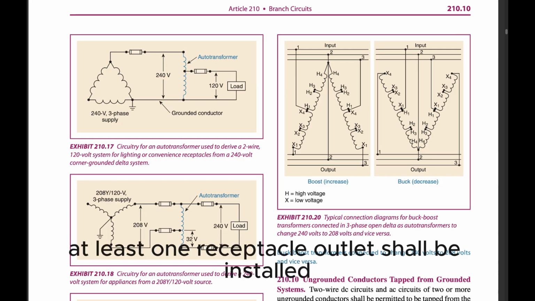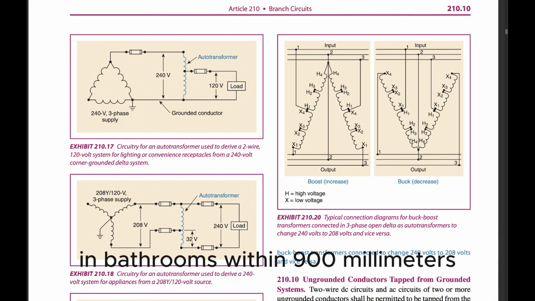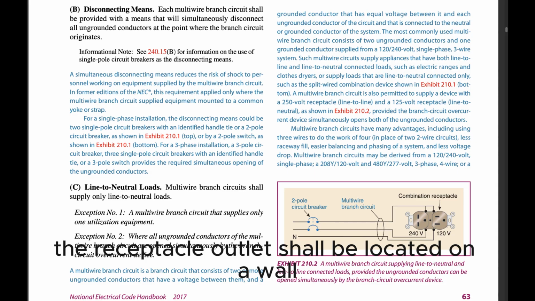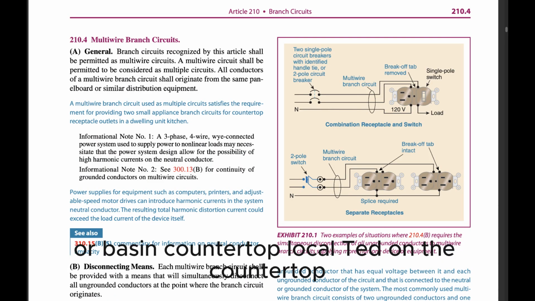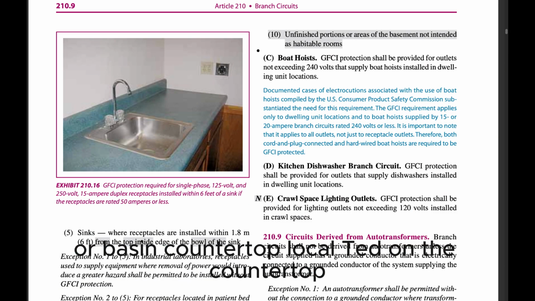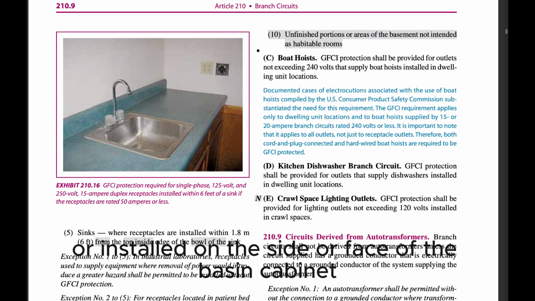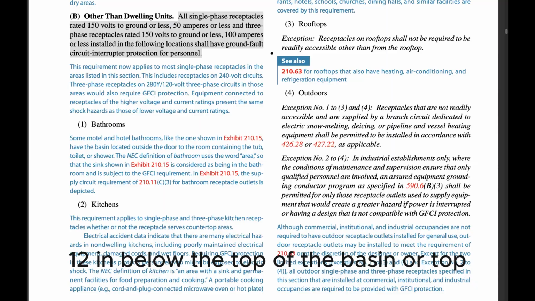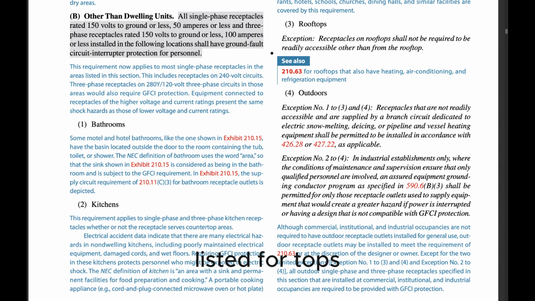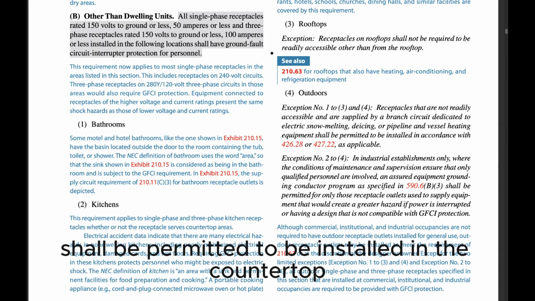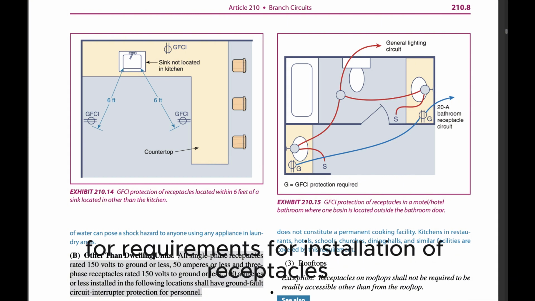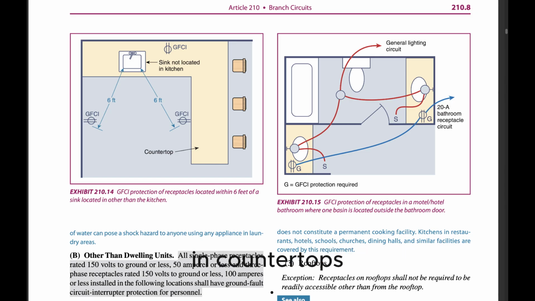(D) Bathrooms. At least one receptacle outlet shall be installed in bathrooms within 900 mm (3 ft) of the outside edge of each basin. The receptacle outlet shall be located on a wall or partition that is adjacent to the basin or basin countertop, located on the countertop, or installed on the side or face of the basin cabinet. In no case shall the receptacle be located more than 300 mm (12 in.) below the top of the basin top. Receptacle outlet assemblies listed for the application shall be permitted to be installed in the countertop. Informational note: see 406.5(E) and 406.5(G) for requirements for installation of receptacles in countertops.